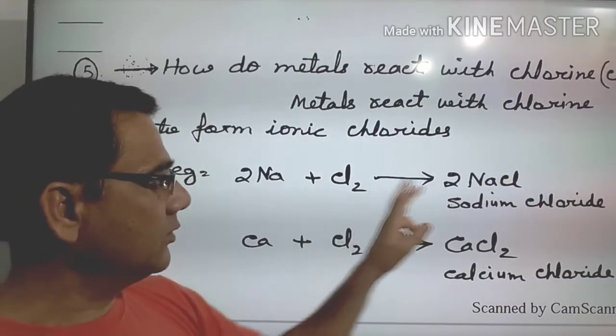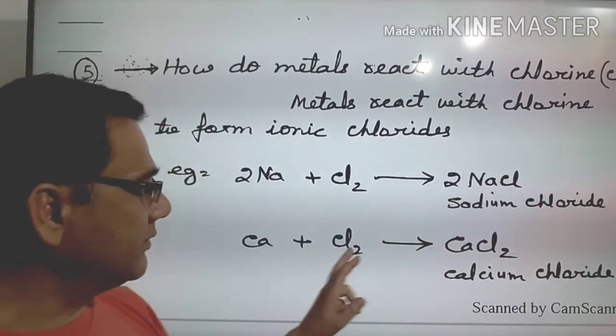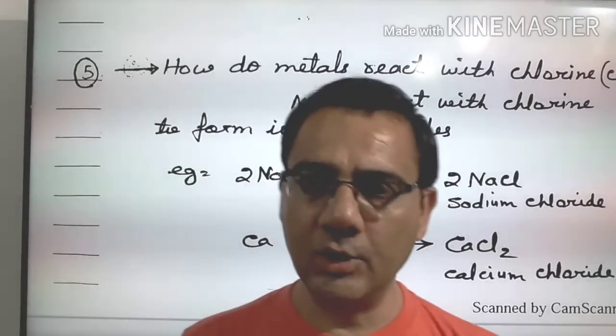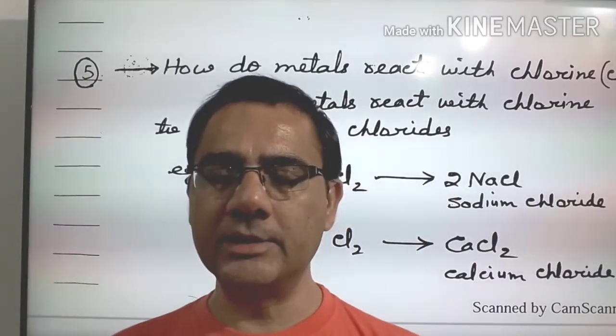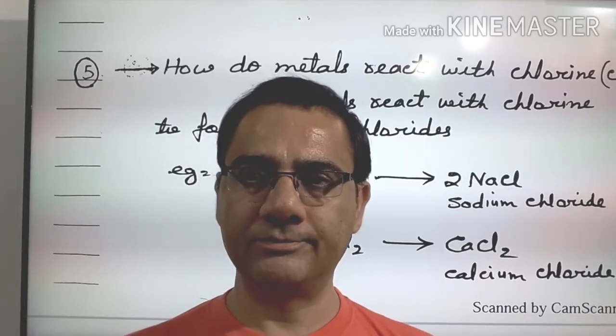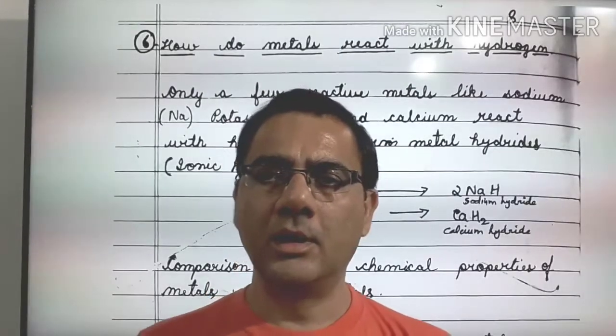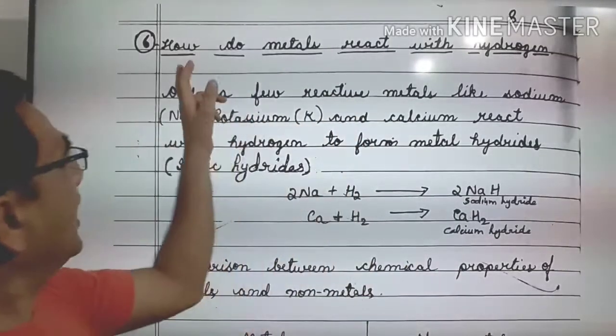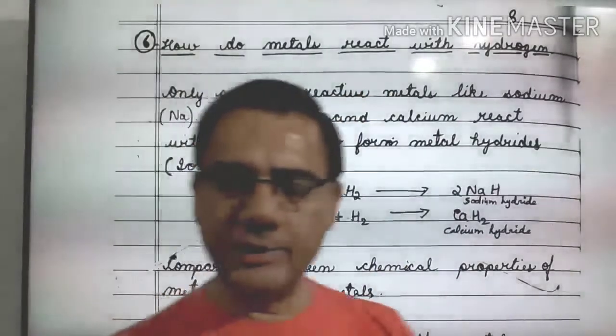So sodium reacts with chlorine, sodium chloride. Calcium reacts with chlorine, calcium chloride. So you can learn that metals on reacting with chlorine form metal chlorides which are ionic in nature. Next chemical property of the metal is how do metals react with hydrogen.